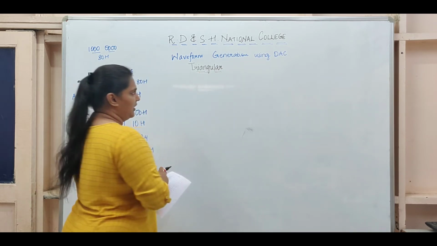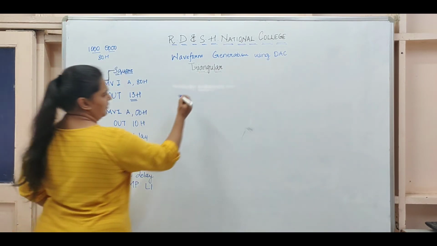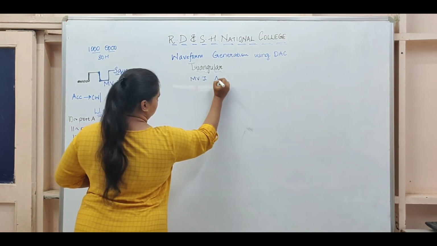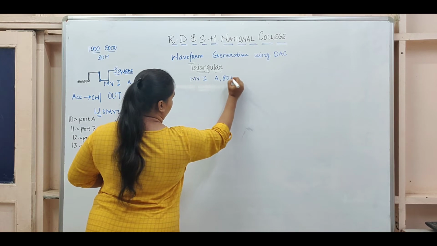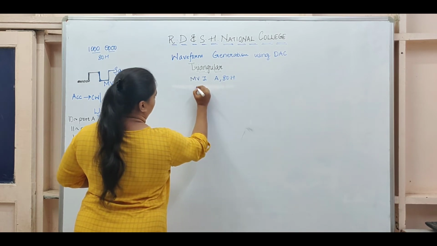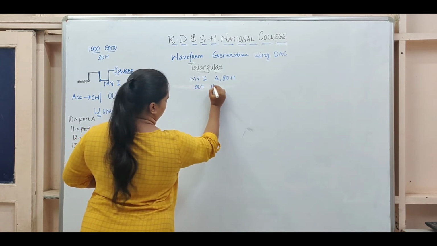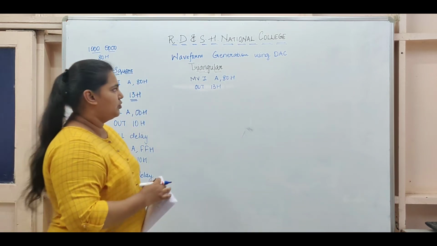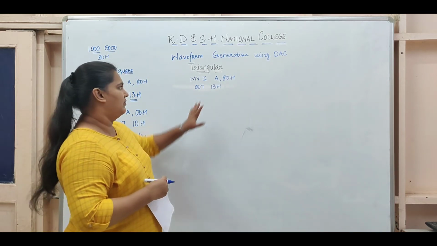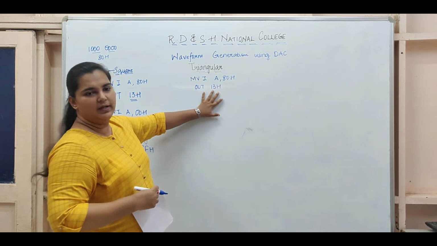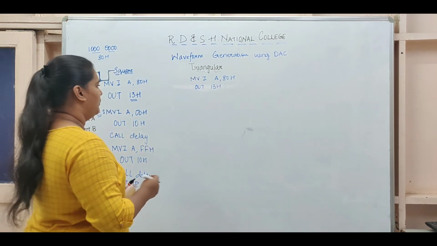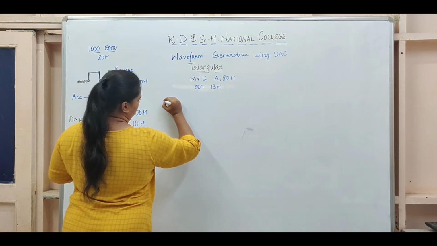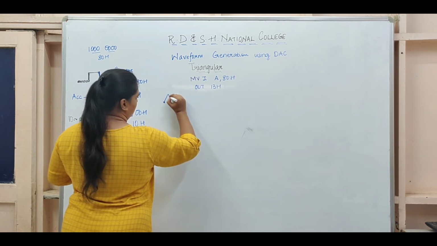Now in case of triangular, the first two steps will be the same because I am writing a new code, so I will also have to reinitiate my control word. So the same thing, all as output ports in mode 0, so I have given 80 to my control word. Now for triangular wave again I will start with 00, go higher, come down.